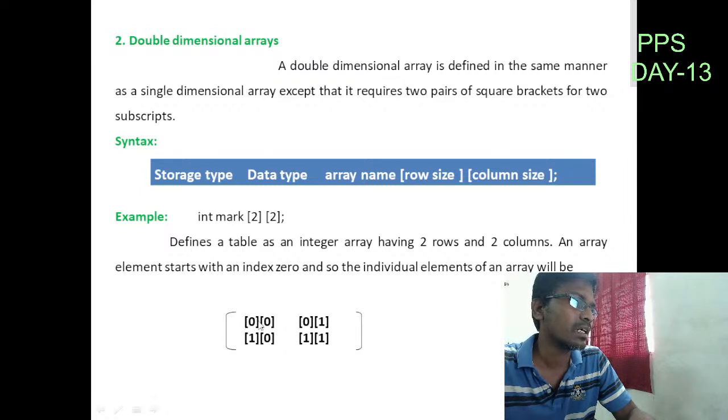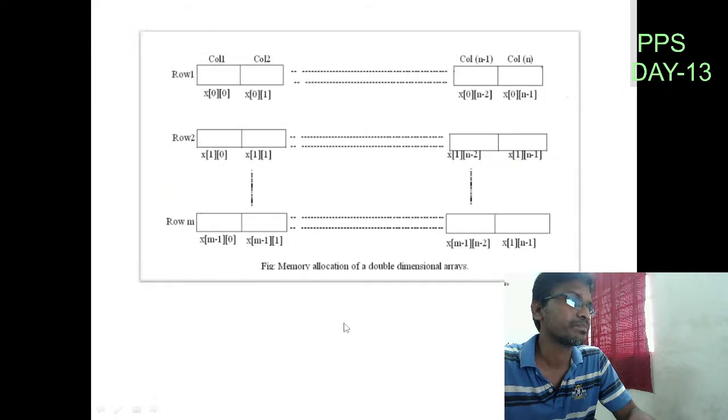So 0 0 will store element 1, 0 1 will store element 2, 1 0 will store element 3, and 1 1 will store element 4. That means the values 1, 2, 3, 4 can be stored like this: 0th row, 0th column, first element; 0th row, first column, second element; first row, 0th column, third element; and first row, first column will store the fourth element. Like that, the 2 by 2 elements can be stored into the array. So this is an example of a 2 by 2 matrix.